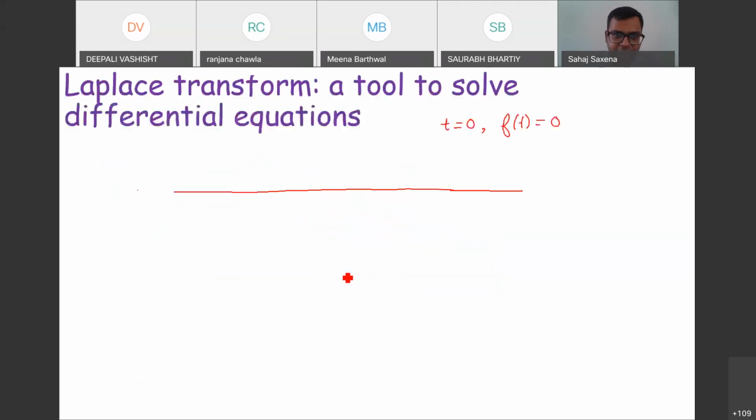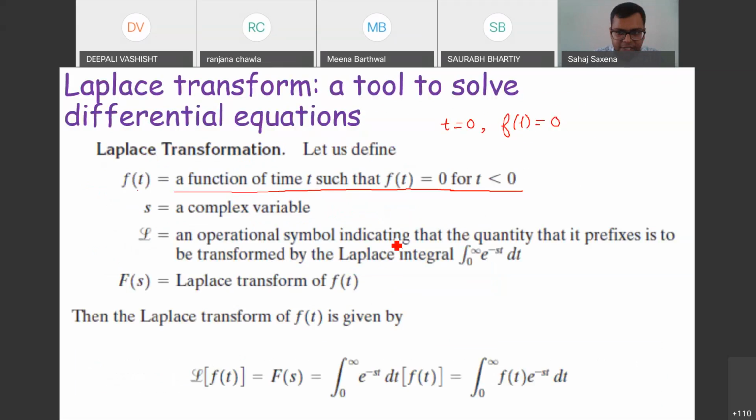We have a wonderful tool called the Laplace transform. I hope you will be able to understand it. Let me try to explain in a very simple way about the Laplace transform. It is a very important Laplace transform. This is a mathematical tool.